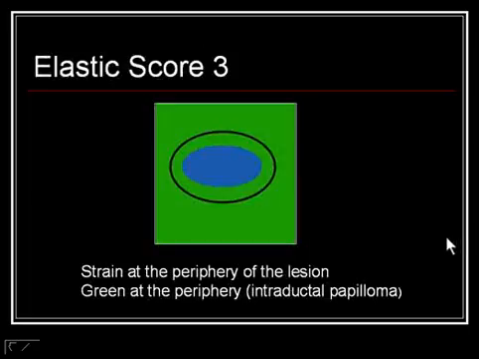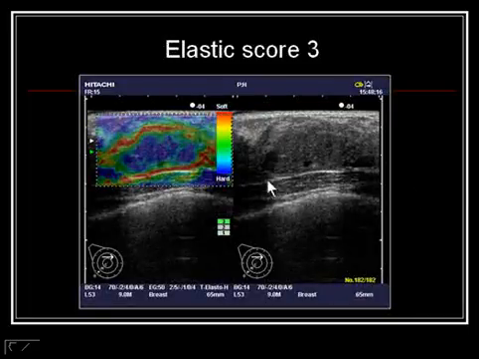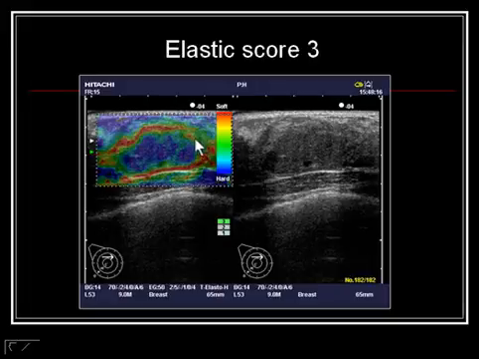For elastic score number 3, the strain is at the periphery of the lesion, where it's mostly green and the central portion is blue. This is often seen with intraductal papilloma. I am showing you actually a case of a fibroadenoma where you have central stiffness of the image with blue color, and then around it there is the green, and then surrounded by red. So this was a fibroadenoma.